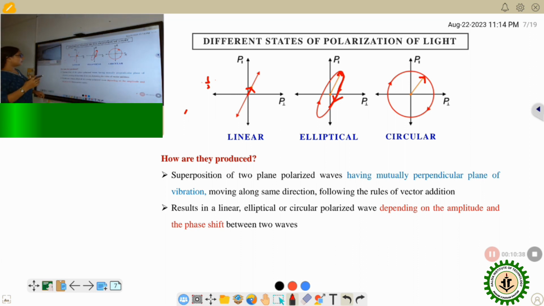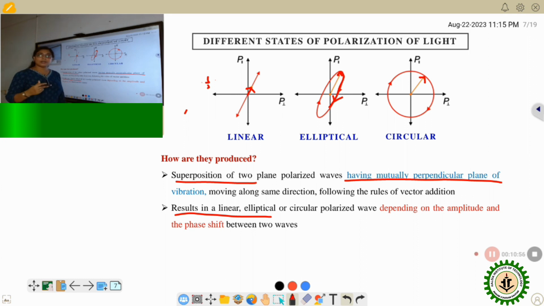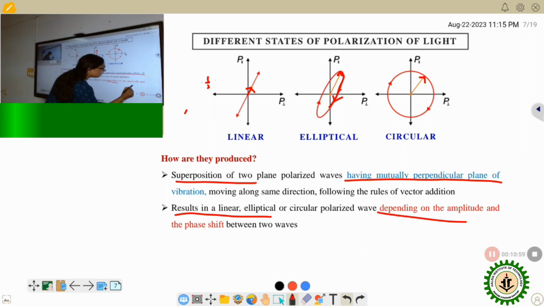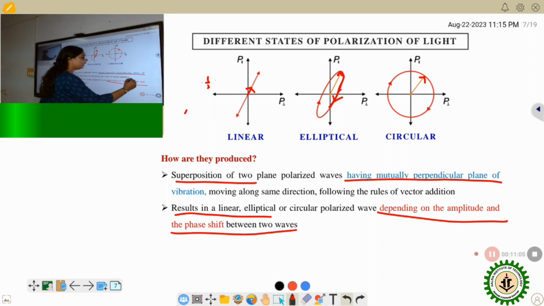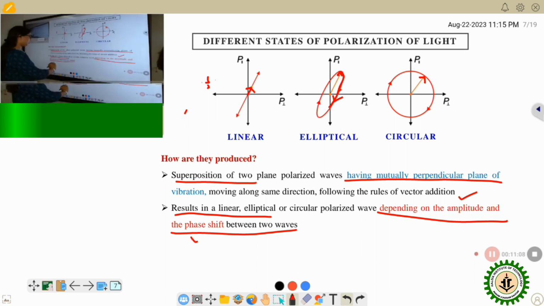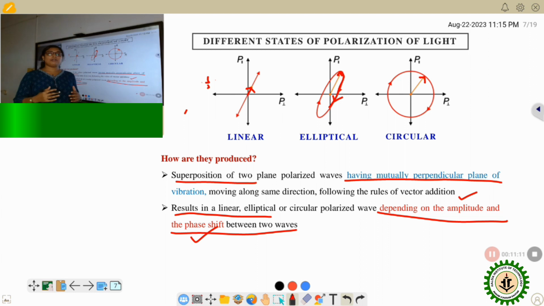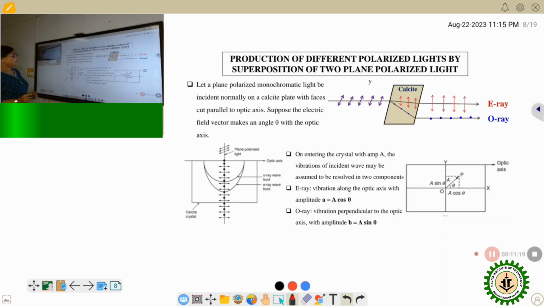Okay. Now how are they produced? They are produced by superposition of two plane polarized lights having mutually perpendicular planes of vibration moving along the same direction. Now they result in linear, elliptical or circularly polarized light depending on the amplitude and the phase shift between the two waves. So this is the important factor, amplitude and phase shift. It will decide whether the light will convert to plane polarized or elliptically polarized or circularly polarized light. How does it do that? Let us check.